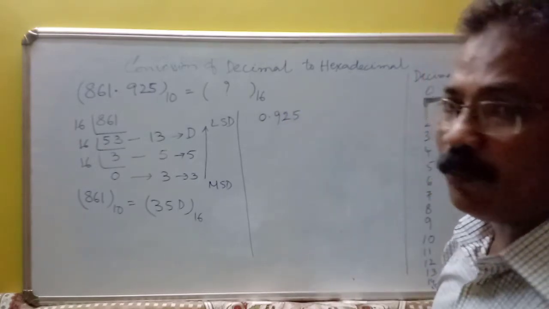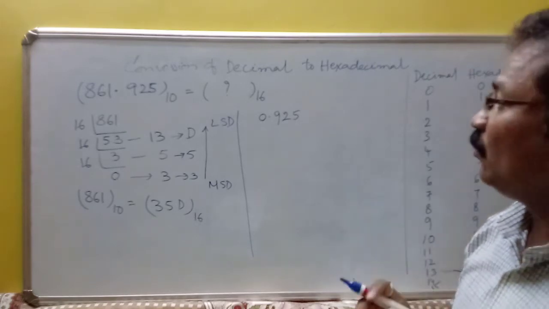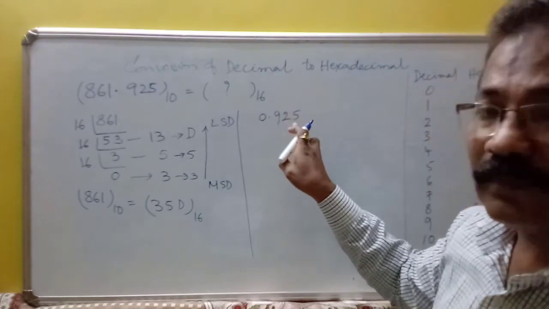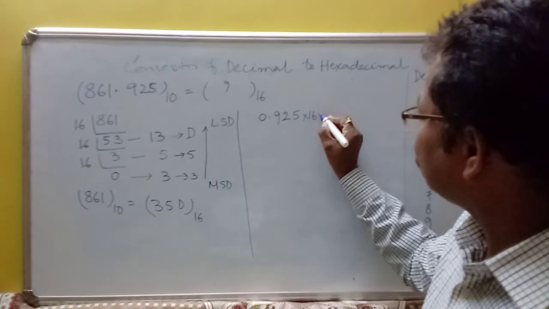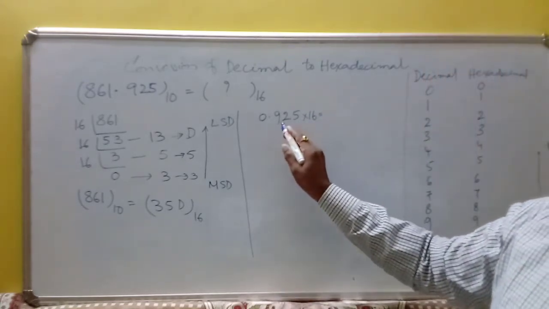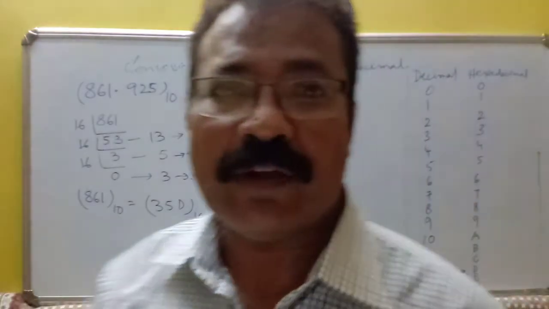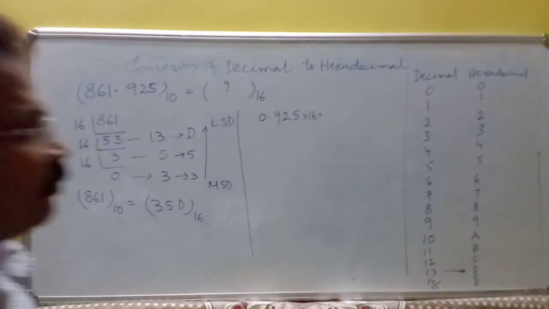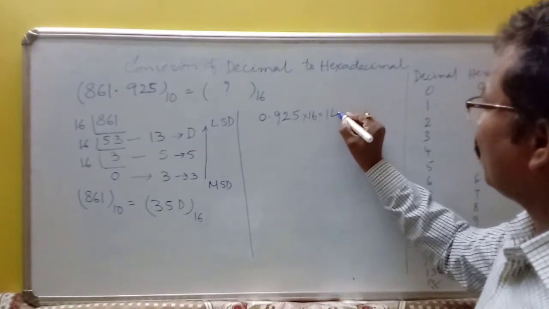0.925 is the fractional part. Now you have to multiply this fraction with 16. Now 0.925 into 16. What happens? 0.925 into 16. That is 14.8.